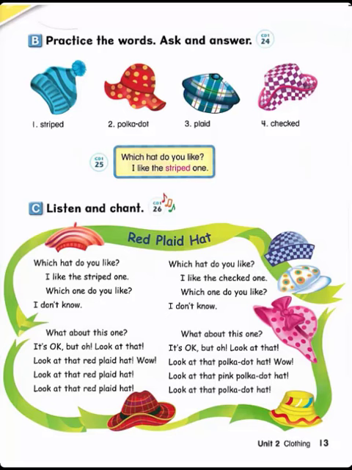Page 13. C. Listen and chant. Red plaid hat. Which hat do you like? I like the striped one. Which one do you like? I don't know. What about this one? It's okay, but oh, look at that! Look at that red plaid hat. Wow! Look at that red plaid hat! Which hat do you like? I like the checked one. Which one do you like? I don't know. What about this one? It's okay, but oh, look at that! Look at that polka dot hat! Wow! Look at that pink polka dot hat!